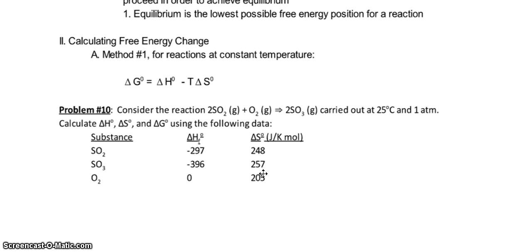And so how are you going to find delta H to plug it in that equation? You're going to have to do that same thing where you have the sum of the products minus the sum of the reactants. How are you going to find delta S? The exact same thing. So once you find delta H and delta S, you can solve for delta G. So go ahead and set those up, and we'll check in and see how you're doing.